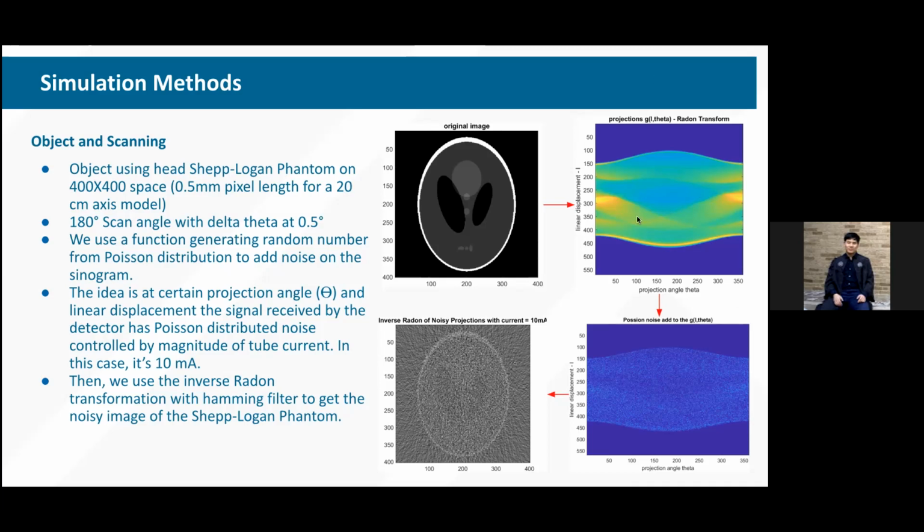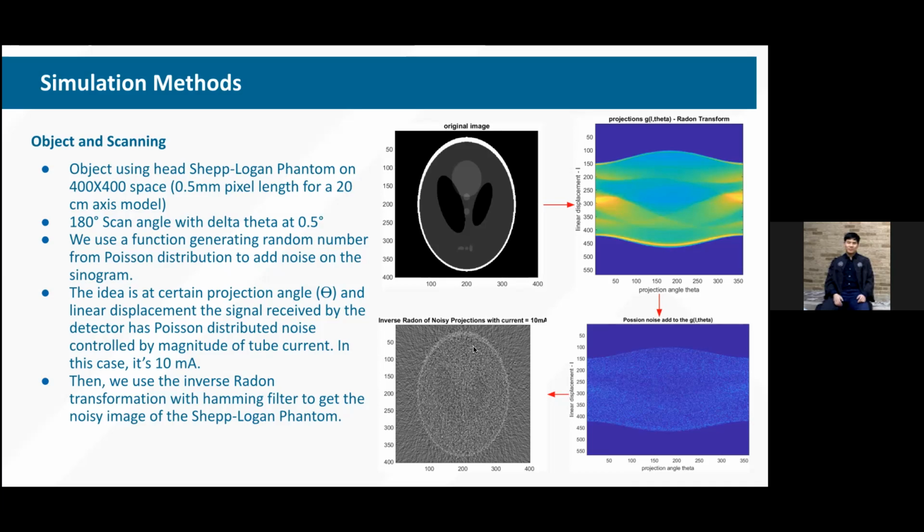Then we use the concepts we have talked about to generate the random number from the Poisson distribution to add noise on the g(l, theta), which we get the Poisson noise added sinogram on the bottom right image. And the idea is at a certain projection angle and linear displacement, the signal received by the detector has a Poisson distributed noise controlled by the magnitude of the tube current. So in this case, 10 milliamps as the tube current input.